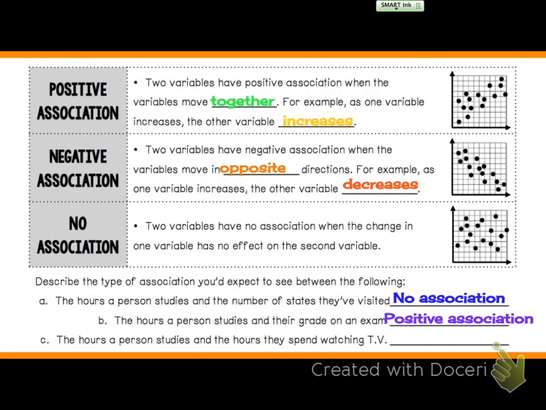But so, the hours a person studies and the hours they spend watching TV. Yes, it is going to have a negative association.